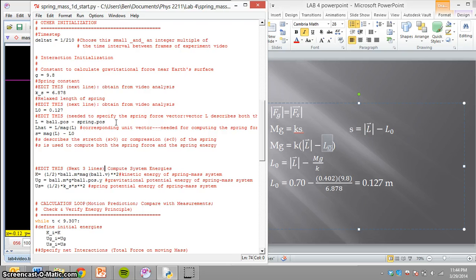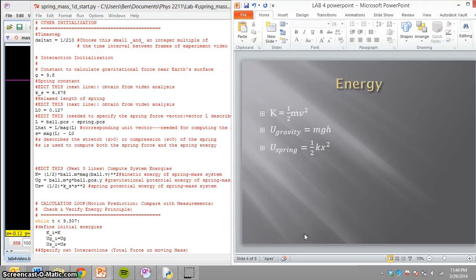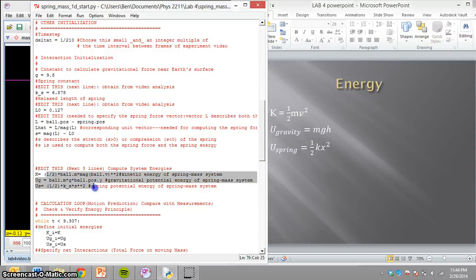Now we have to find the energies of the system. Okay, we know that kinetic energy is 1/2 mv squared. Potential energy of gravity is mgh. The potential energy of a spring is 1/2 kx squared. So we use those and plug in these right here.